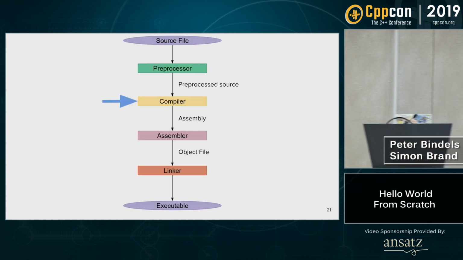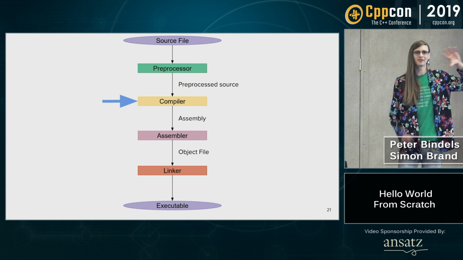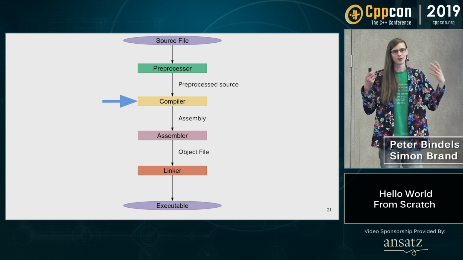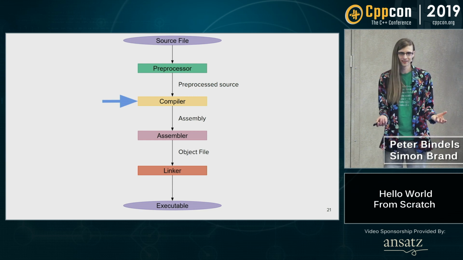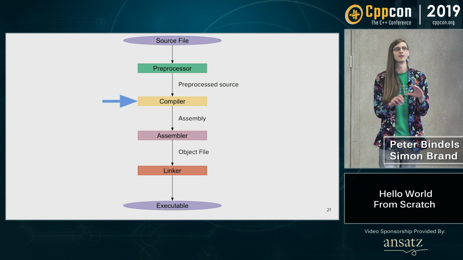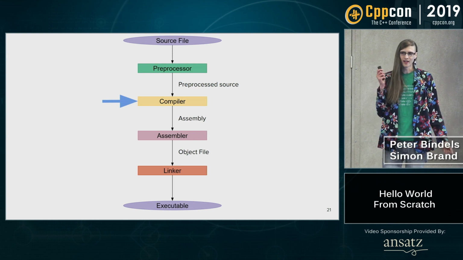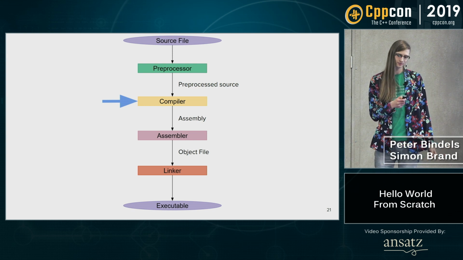Yeah, so at this stage, we're still at the level of source. We've done some pre-processing, but it's still our source language. It's just text. Okay, we haven't done any real understanding or analysis of what this program is yet. And that is what the compiler does.